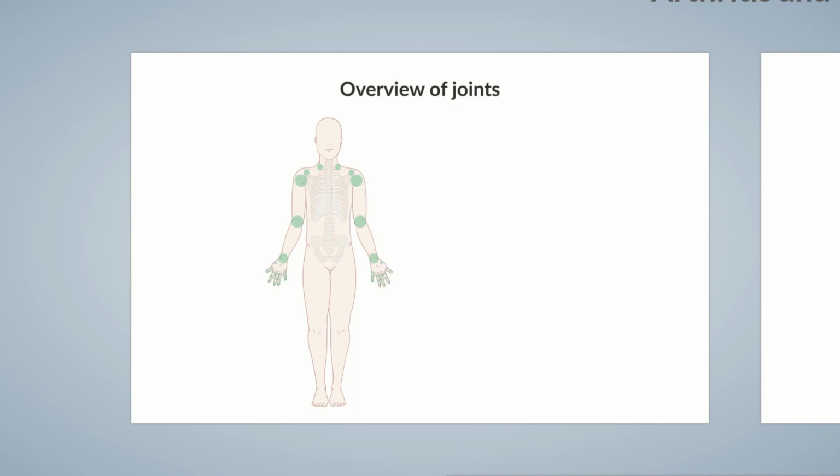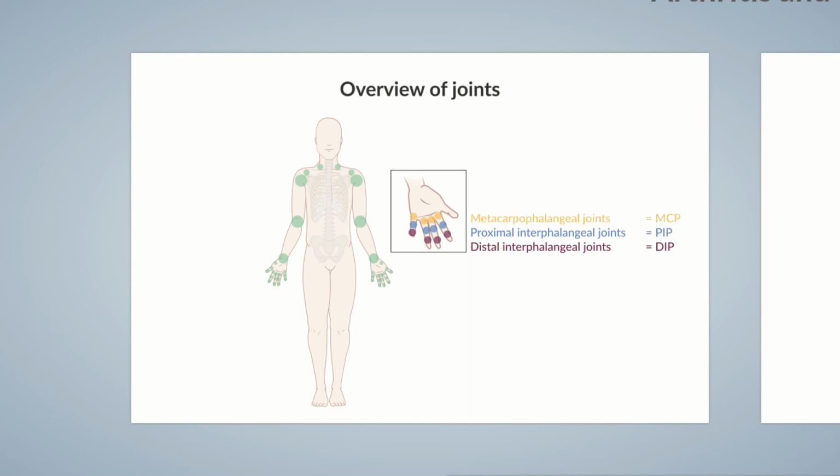Let's take a detailed look at the fingers, as knowledge of the anatomy of the joints is important for the differential diagnosis. Each finger consists of metacarpophalangeal joints, which are separated from the proximal interphalangeal joints and the distal interphalangeal joints. These are easy to remember as an acronym. The distal interphalangeal joint as DIP, the proximal interphalangeal joint as PIP, and the metacarpal phalangeal joint as MCP.